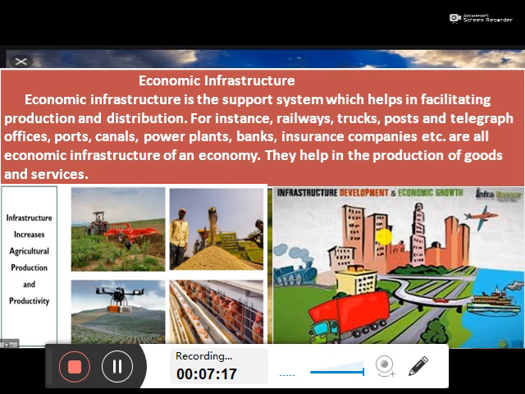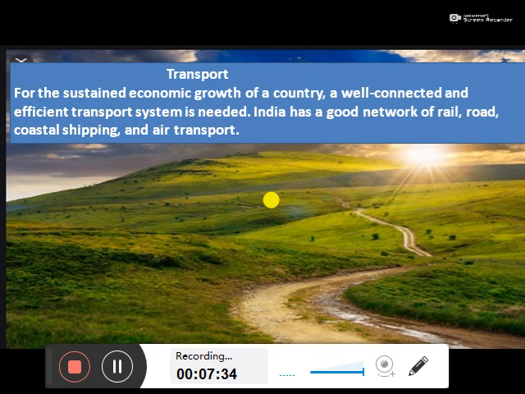This is blood circulation, carrying the goods from where they are surplus to where there is scarcity. Without a proper distribution and transport system, no economic development will be attained. For the sustained economic growth of a country, a well connected and efficient transport system is needed.